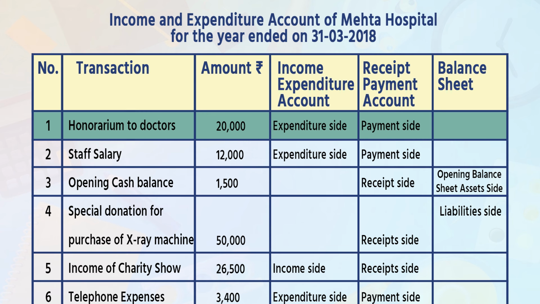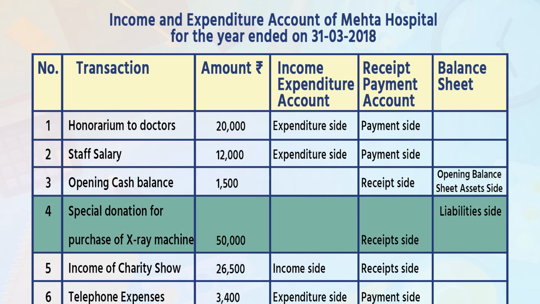The amount is already provided, that is 20,000. It will come to the expenditure side and in the receipt and payment account, the payment side. Second, staff salary 12,000 is given, again expenditure side and payment side in the receipt and payment account. Third, opening cash balance 1,500 in the receipt and payment account, receipt side we have to mention it, and in the balance sheet, opening balance sheet asset side.